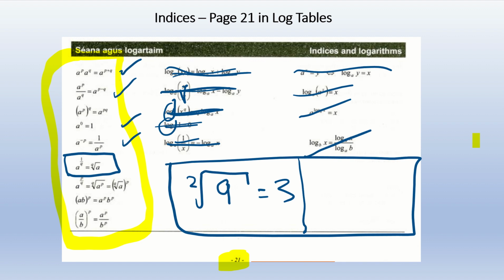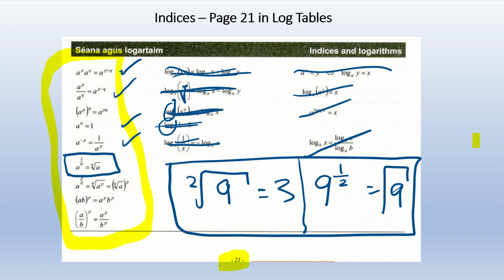If you were to write 9 to the power of something, and you wanted it to mean the same thing as the square root of 9, you would be writing 9 to the power of a half. So 9 to the power of a half is the same thing as the square root of 9, and we need to be aware of that. In your log tables over here, a to the power of 1 over q is equal to the q-th root of a. That's the way it's said.